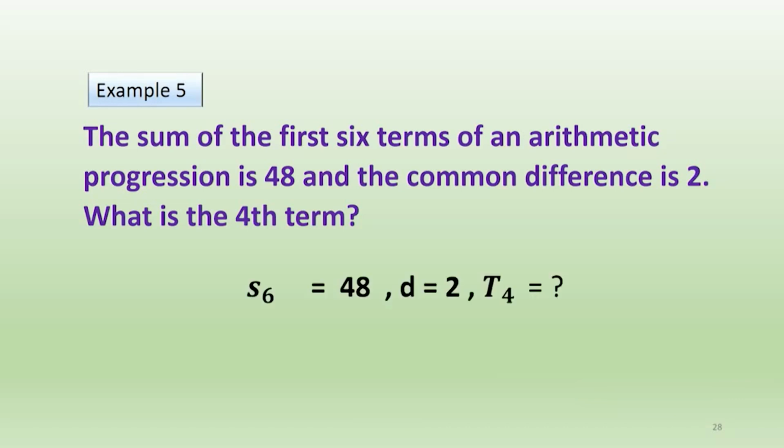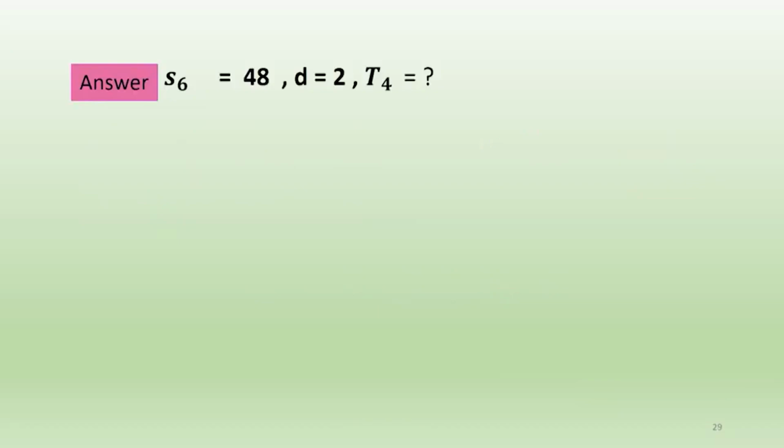The sum of the first 6 terms is 48. This is a somewhat simple sum. Here the common difference is 2 and we have to find the fourth term, that means T4. Then we know the sum up to the sixth term is 48, the common difference is 2, and we have to find T4. First you identify what is the thing we have to find in this sum and we write what are the given things.